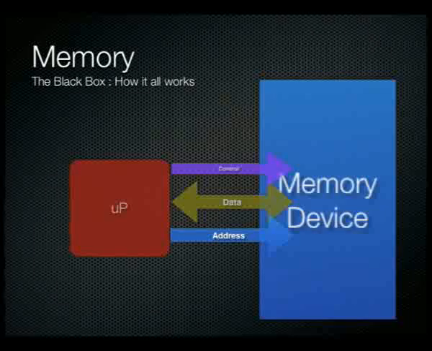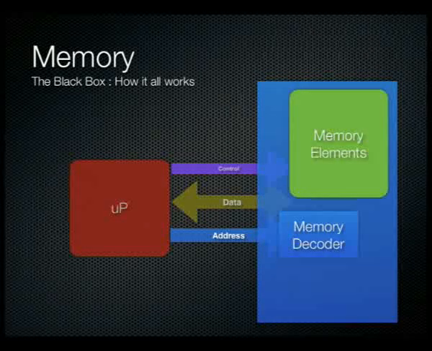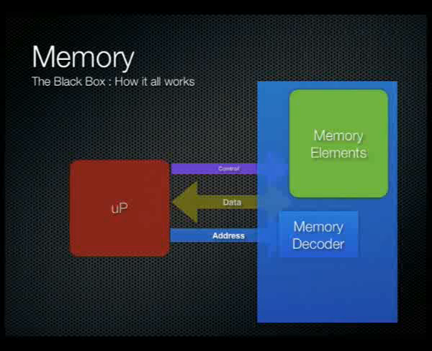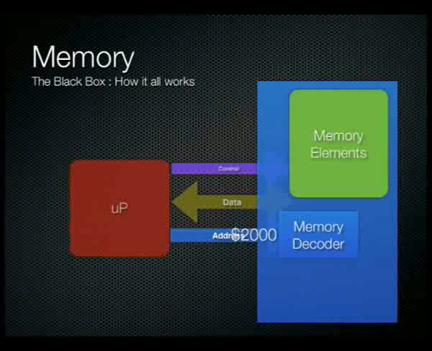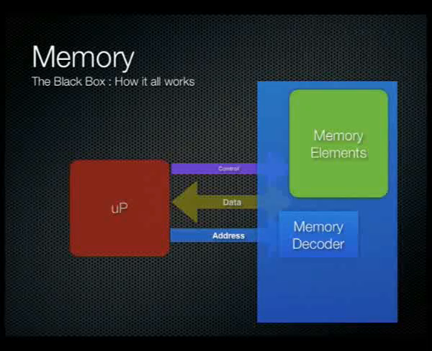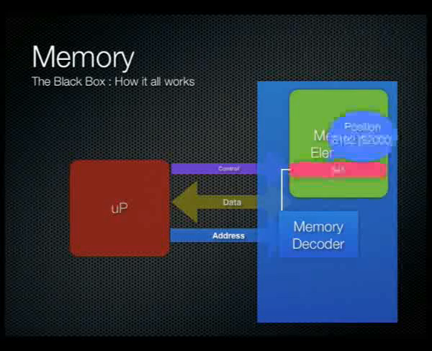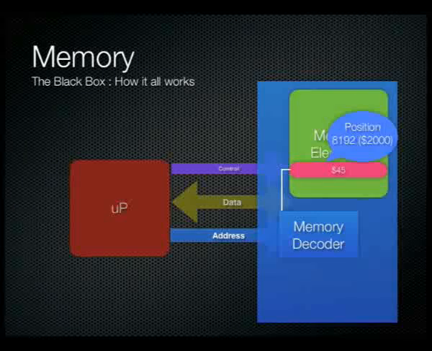So if we go inside the device we have a memory decoder. The responsibility of that memory decoder is to simply take the address that we've given it and decode that address to pick a particular word line in our array of memory elements. So the value 2000 has gone into our memory decoder. The memory decoder has then selected the particular row in our memory elements. It picked position 8192, which is 2000 in hex, and in that row we have the hexadecimal value of 45.